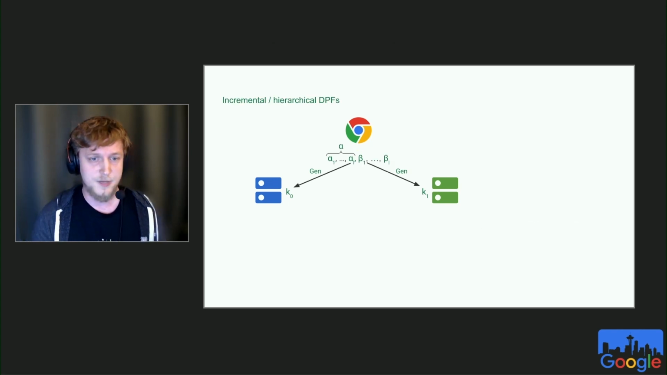With these incremental DPFs, instead of a single index alpha, we have a series of indices, alpha 1, alpha 2, and so on, that each are prefixes of each other. And similarly, we have one value beta with each of these prefixes. So the client, again, can secret share this prefix DPF into key shares. And the servers now first start by expanding on the first prefix, which is alpha 1. Next, please.